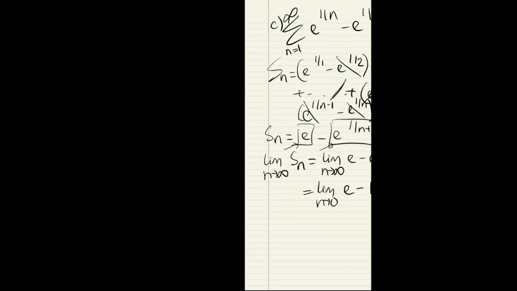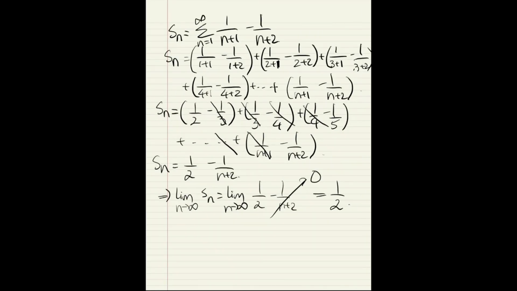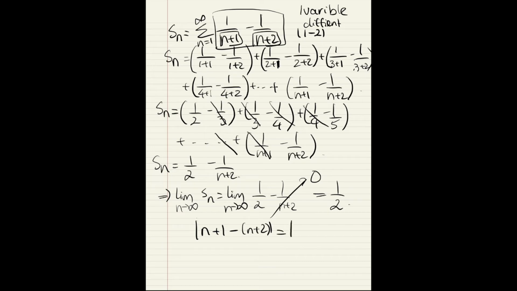You can see, for some questions like this one, it's just a difference of one variable, right? One variable difference. The absolute value of n plus 1 minus n plus 2, or n plus 1 minus n minus 2, which is 1. So you can see one variable at the beginning and one variable at the end. Go back to the series.